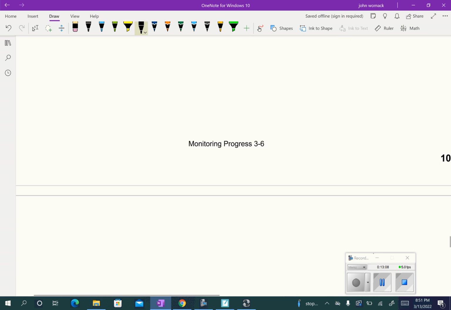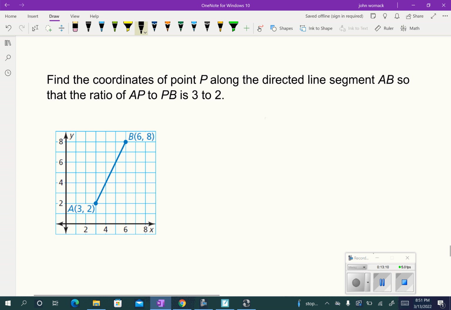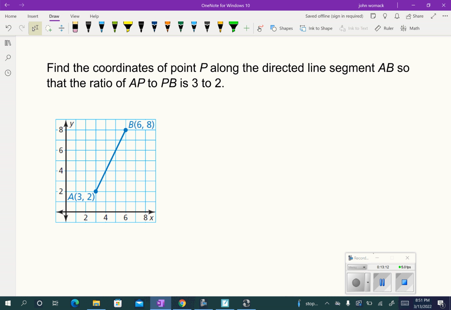All right, there's one last thing you have to know, and that is a problem like this. This is one I've actually seen on the ACT before. I was almost not going to include it. Not a huge deal, but I've seen it on an ACT problem, so I thought I'd show it to you. It says, find the coordinates of P along the directed line segment AB. Directed means it goes in a certain direction. So AB, you're starting at A, and you're going to B. So the ratio of AP to PB is 3 to 2.